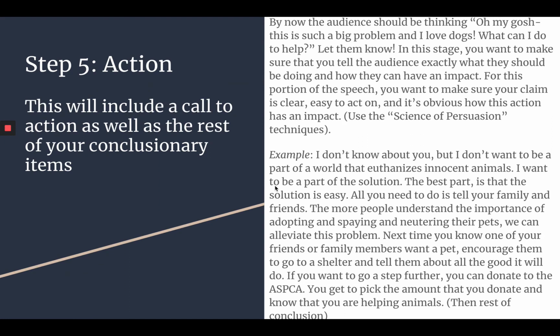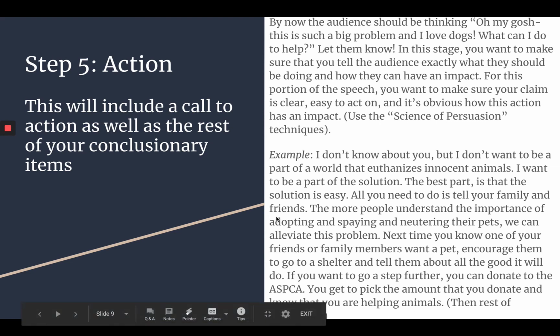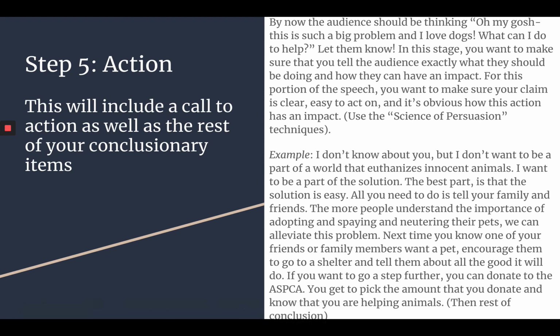The best part is that the solution is easy. All you need to do is tell your family and your friends. The more people understand the importance of adopting and spaying and neutering their pets, we can alleviate this problem. Next time one of your family or friends wants to get a pet, encourage them to go to a shelter and tell them about all the good that it will do. If you want to go a step further, you can also donate to the ASPCA. You get to pick the amount that you donate and know that you are helping the animals.